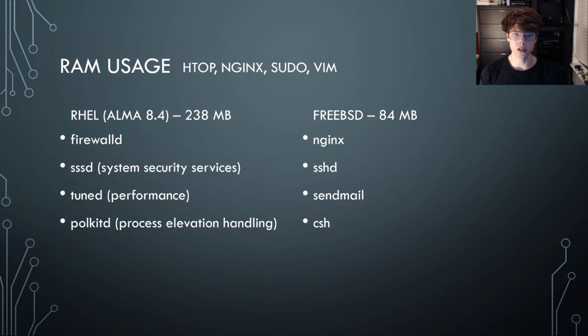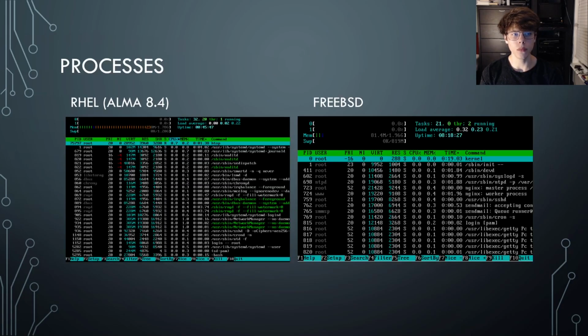If you look at FreeBSD, you're going to see NGINX, the primary application on the server, right on top, followed by SSHD, Sendmail, and the C shell. These applications are just not using as much RAM. Then looking at the processes, again, you're going to see 32 versus 21. One thing I would like to say here is these are both running on virtual machines with two threads, or one core and two threads, on my desktop.